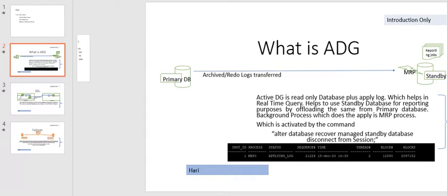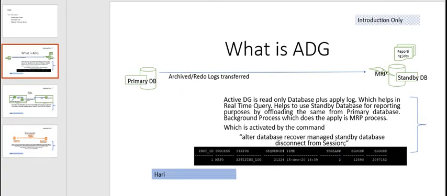So what it does, it helps the primary database to relieve some of its reporting jobs, report-intensive jobs, rather than running on the primary database, better to run on the standby database. The background process which does the apply is MRP. The background process which does the apply is the MRP process.